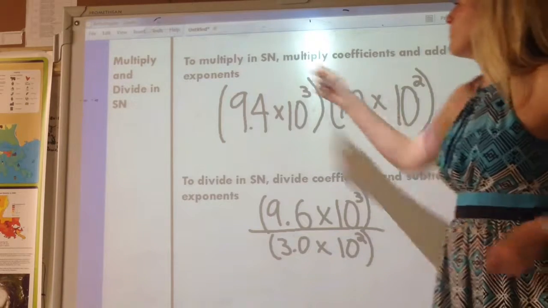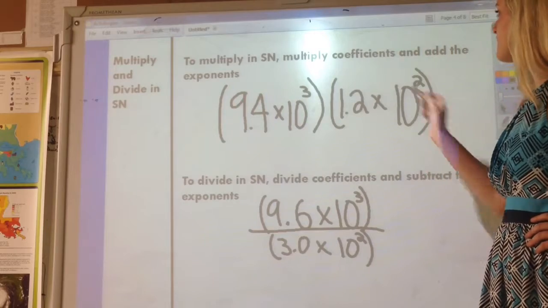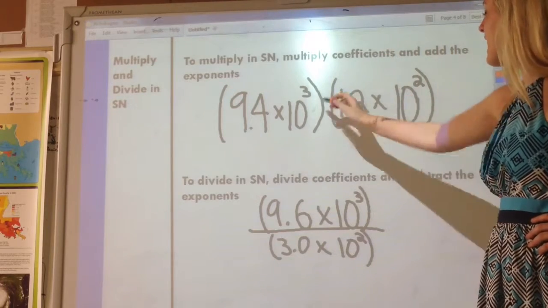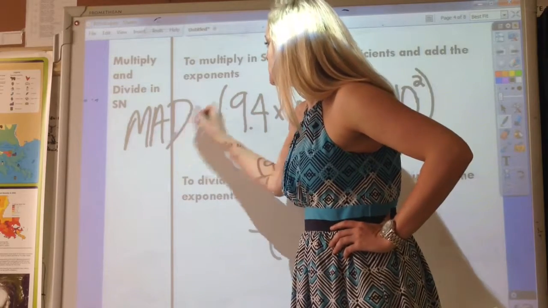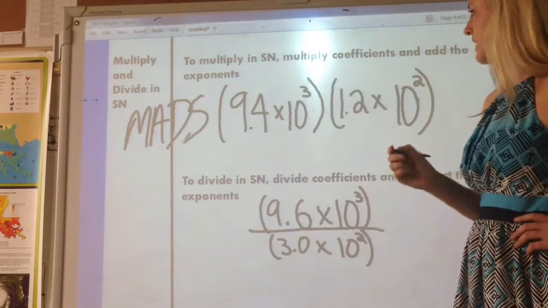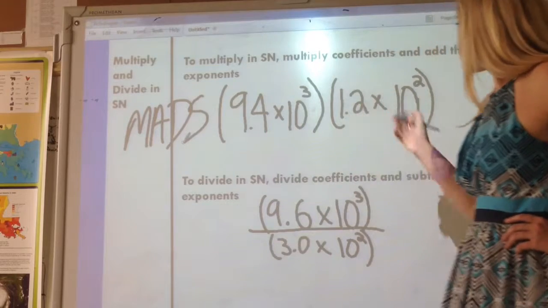All right, if I want to multiply in scientific notation, I just have to multiply my coefficients and then add my exponents. And you'll remember our MADS rule. If you're multiplying, you add. If you divide, you subtract. So all I have to do here is add my exponents. So let's do that.